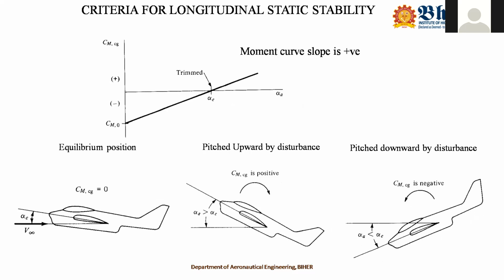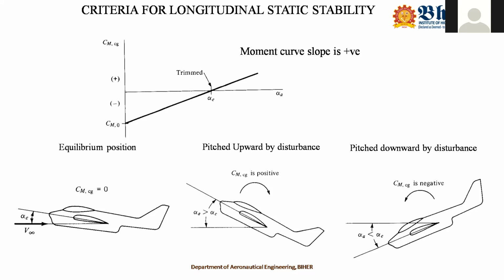Right. So now let us go to the second. Let us consider that this plot is obtained out of our wind tunnel test. So if it is due to the wind tunnel test condition, then how about CM naught, the coefficient of moment at zero lift condition? It is actually negative. And how about the moment curve slope? As alpha A increases, your CMCG is also increasing. So the moment curve slope is positive.